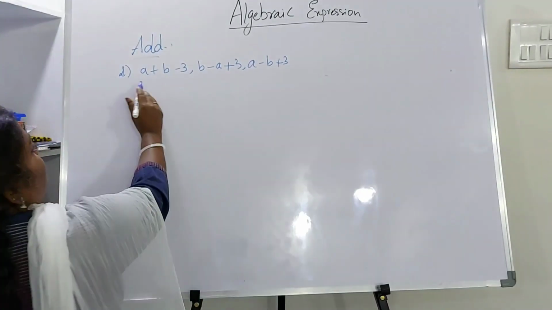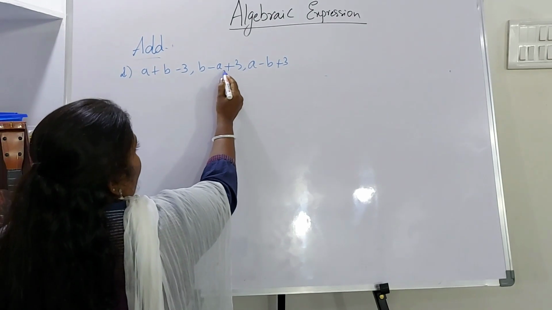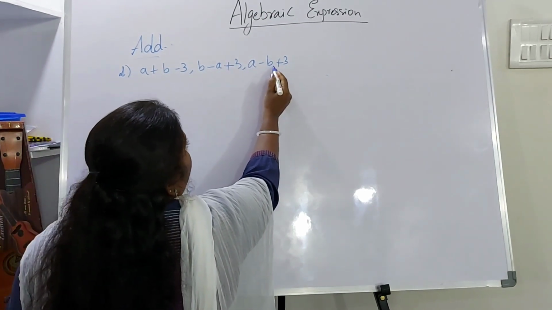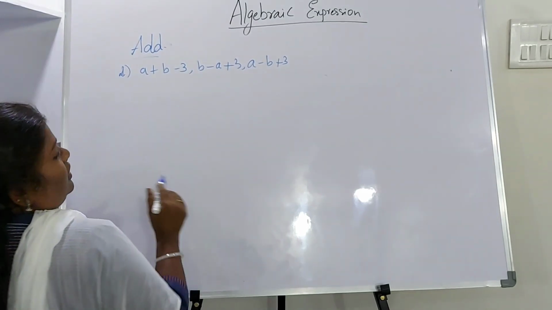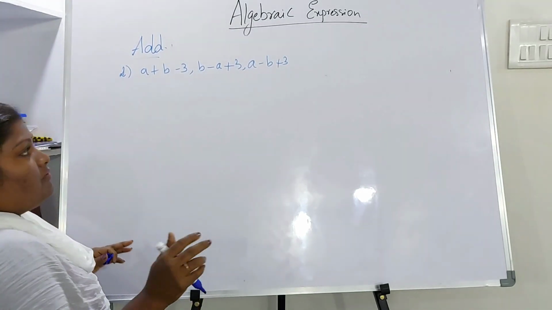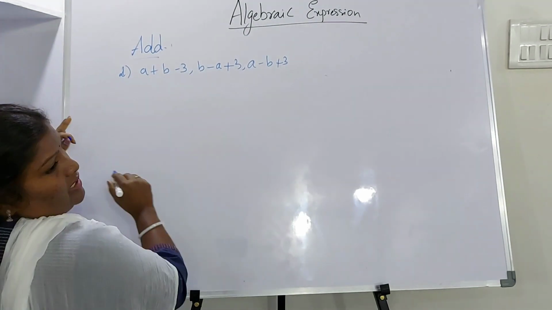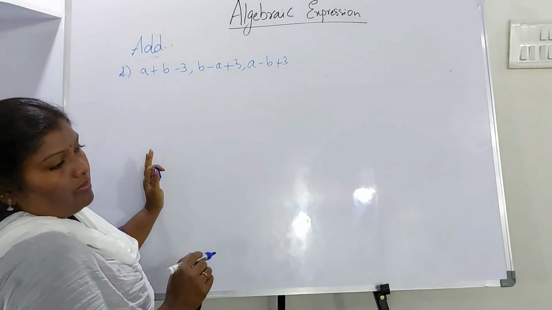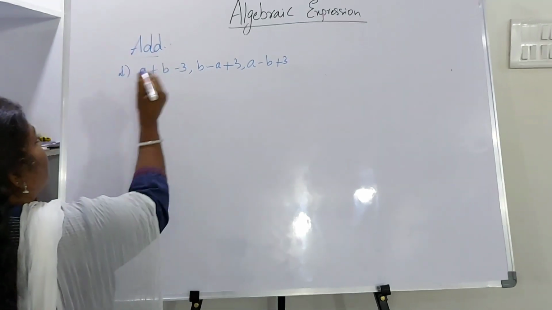Now this is an example I have taken: a plus b minus 3, b minus a plus 3, a minus b plus 3. So here you can do this in two ways. One is the horizontal method and one is the vertical method. I'll first explain the horizontal method, and then I'll explain using the vertical method.